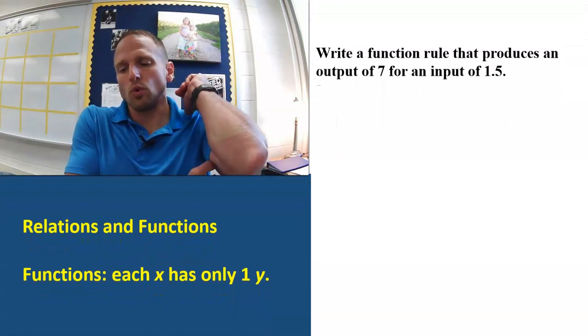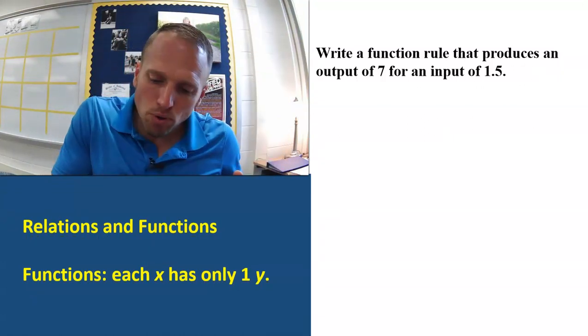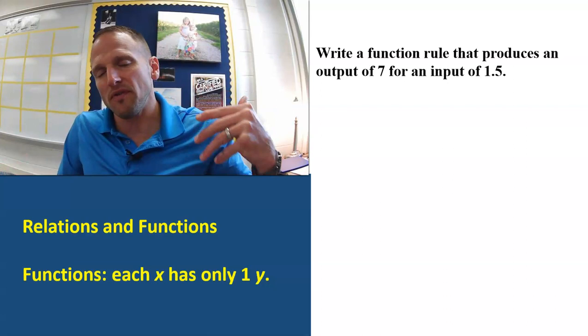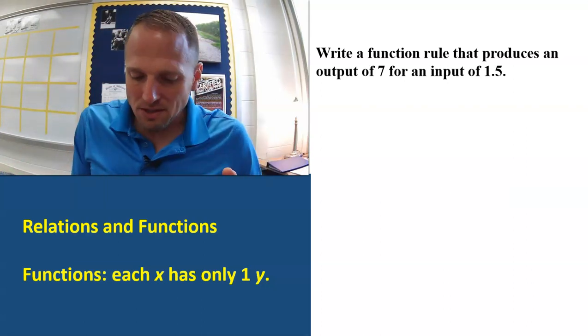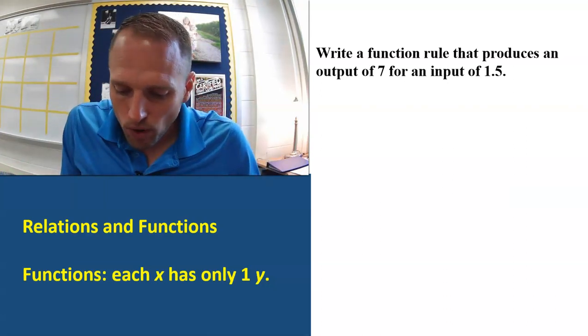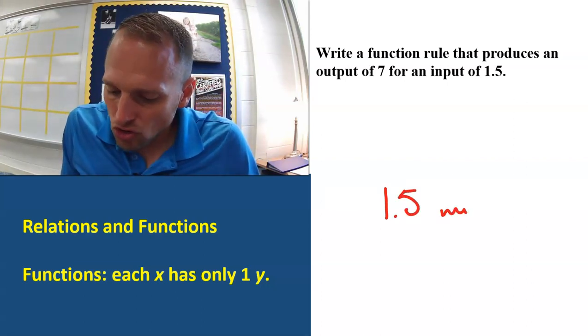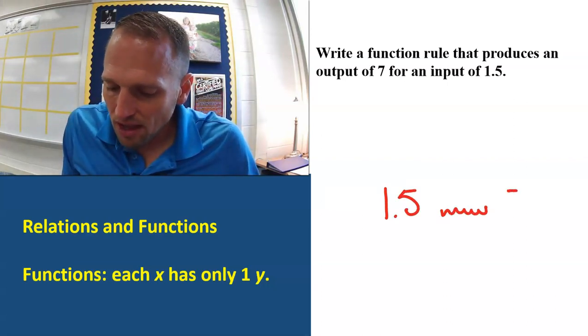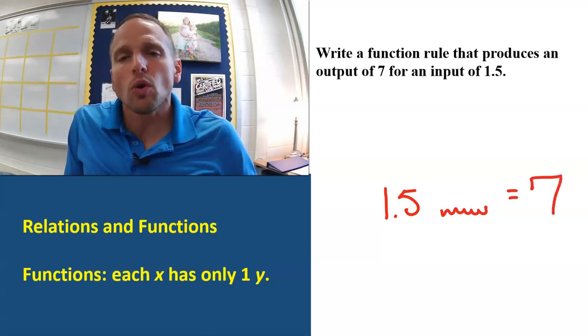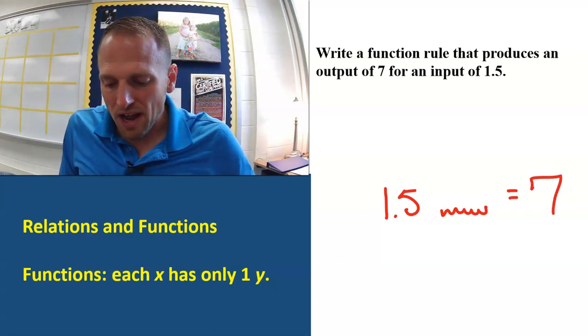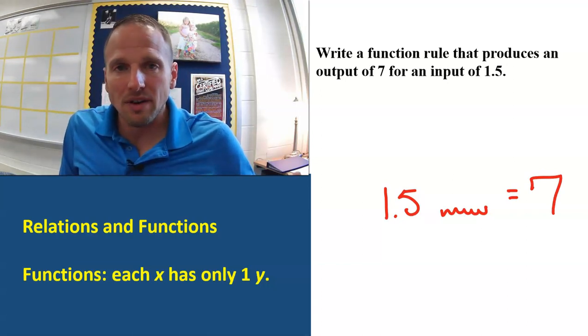Write a function rule that produces an output of 7 for an input of 1.5. So here's what that means. I'm going to put 1.5 into this function machine, and then I'm going to do something, and I'm going to get an output of 7. So what could I do to 1.5 to make it equal 7?